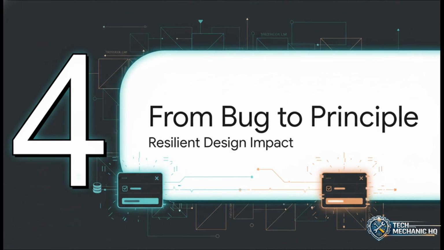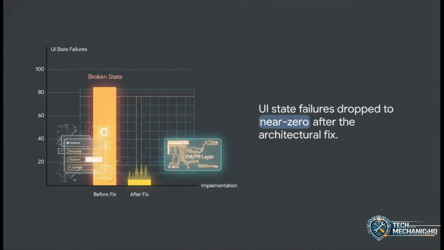So what was the real impact here? Well, this wasn't just about fixing one bug. This was about establishing a new resilient principle for how to build things. And the results? It was night and day. Before this architectural fix, these kinds of UI state failures were happening all the time. It was a constant source of frustration. Afterwards, these bugs dropped to basically zero. The entire system just became stable and predictable.